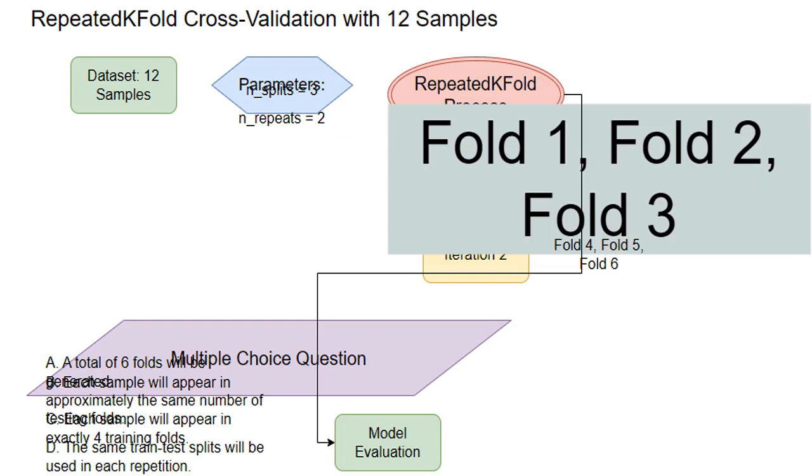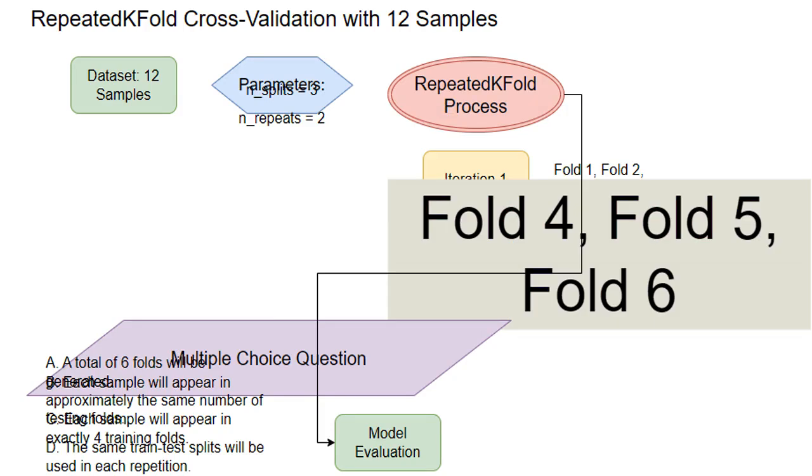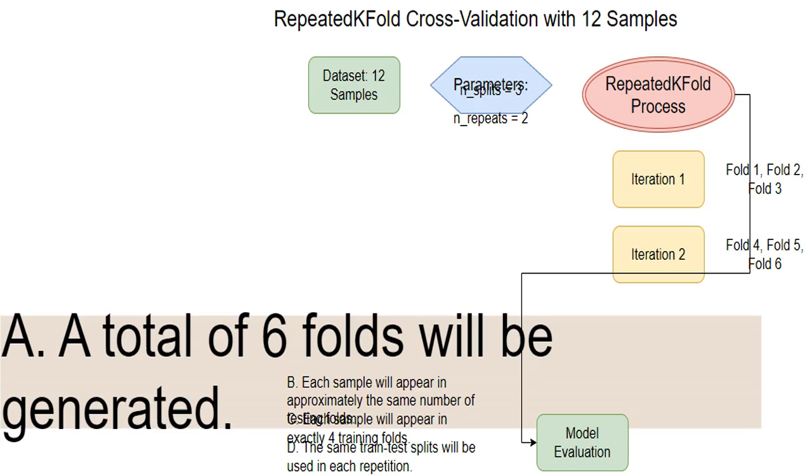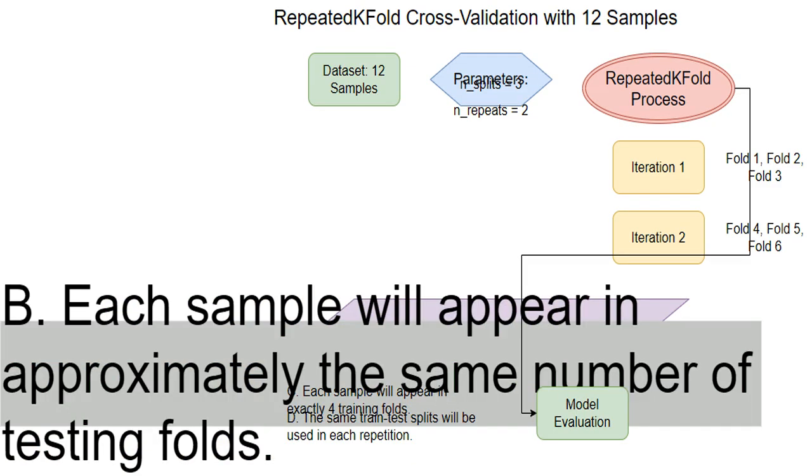These are the 3 individual splits that are created during each iteration. Think of each fold as a separate experiment. Each has its own training and testing sets. These are the next 3 folds, coming from the second repetition of the splitting process. This is true. I have 3 folds per repetition and 2 repetitions. Therefore, I generate 3 times 2 equals 6 total folds. Simple arithmetic. This is also true.